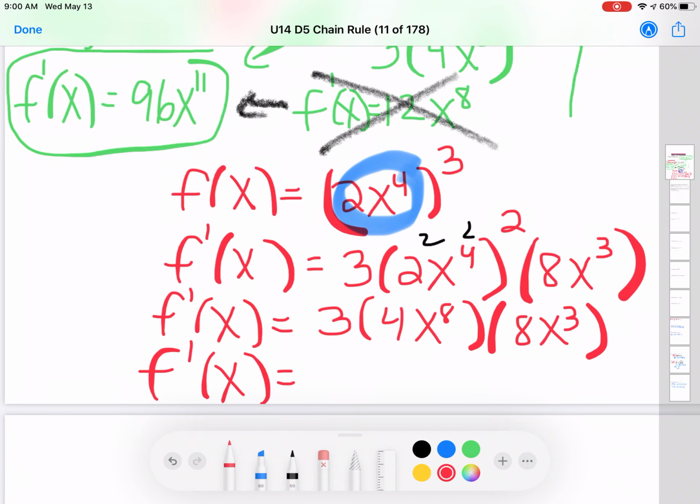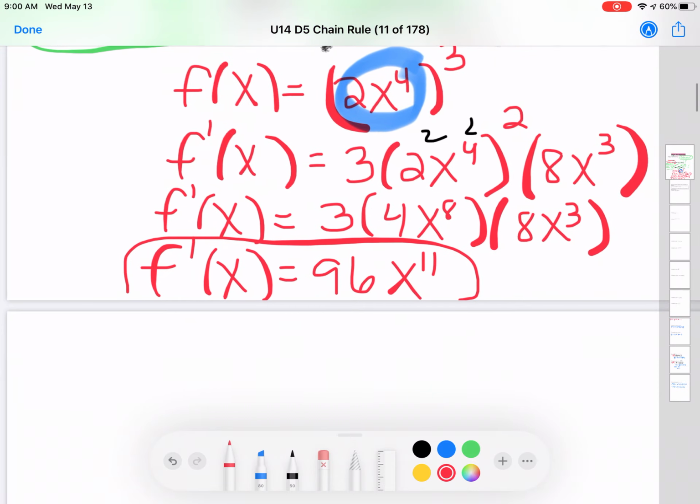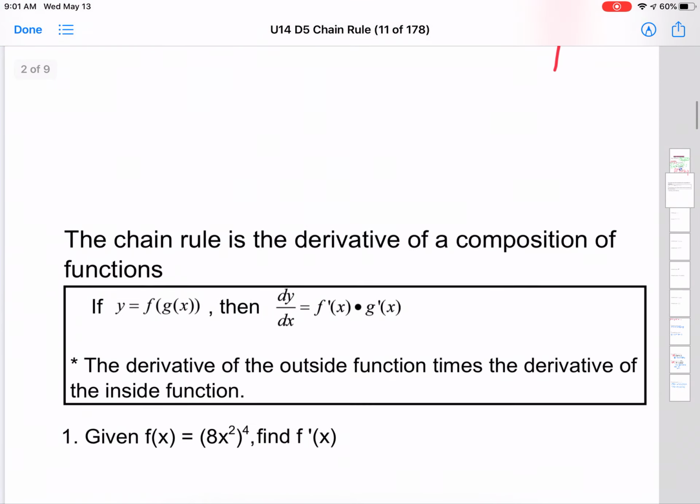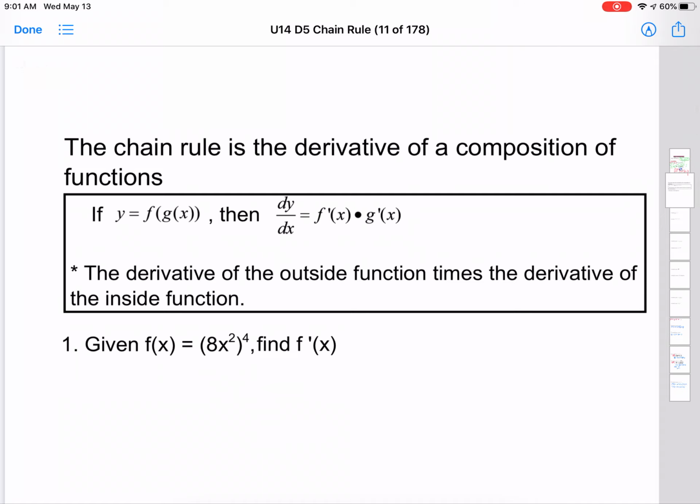And my derivative is 3 times 4 times 8, so 96x to the 11th. And this is called your chain rule. So how are you going to recognize chain rule? You can tell that it's a composition of functions. More than one thing is going on. Okay, so the chain rule is a derivative of the composition of functions.